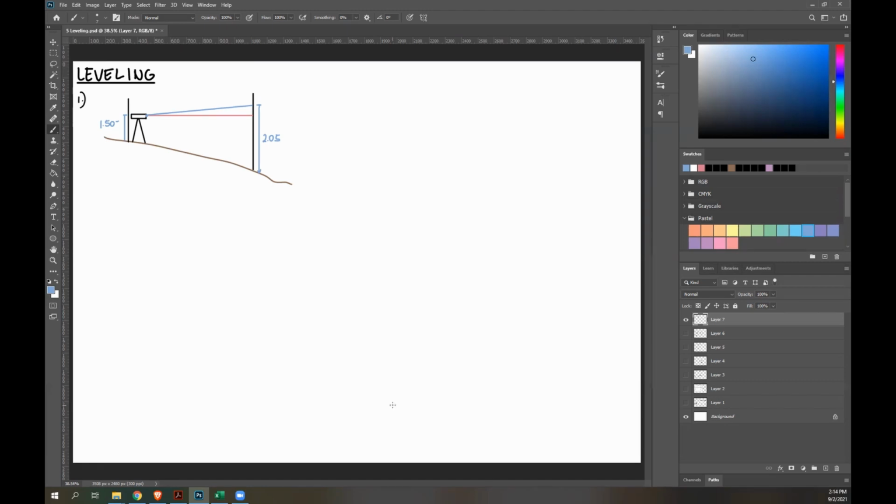How? Well, if we know the elevation of A, let's call that H. And then let's call this correction E. We can say that H plus 1.505, this length, is equal to 2.054 minus E.